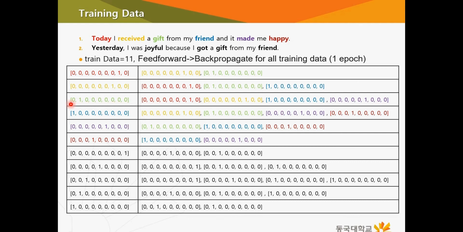And the reason the dimension is 9 is because the total vocabulary size is 9. And what we are trying to do is predict the neighboring words of gift, which are today, received, friend, and made. And all the rest of the rows are encoded like this.